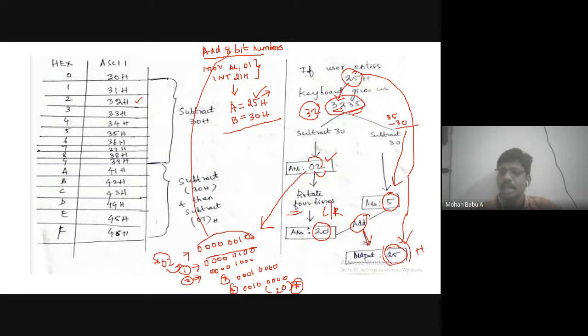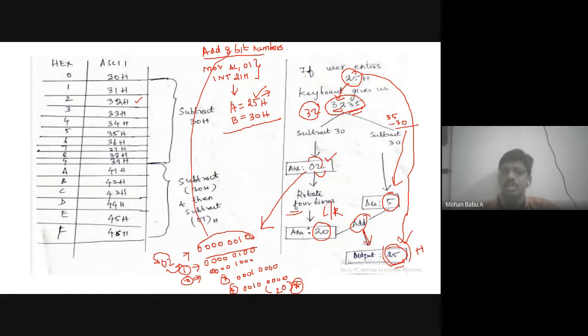Then add the output result of the higher byte to the output result of the lower byte. You will get the output as 25, which is what the user entered on the keyboard. That way, after computation, you will get 25 as output. This is taken as input to the 8086 program to do some computation.